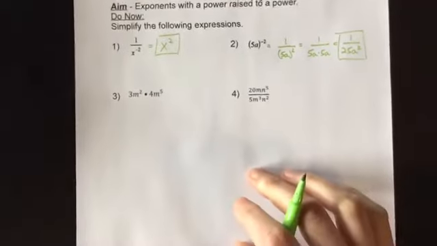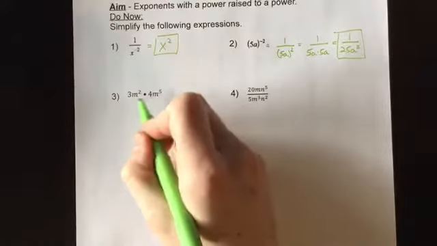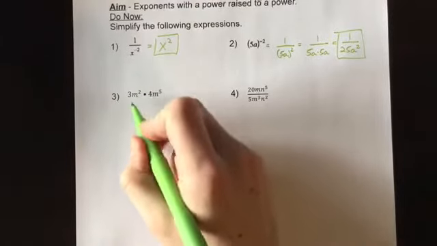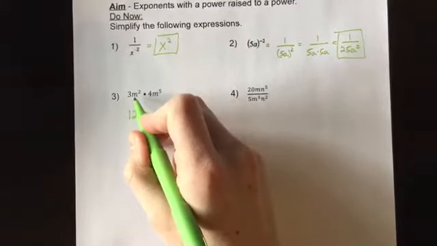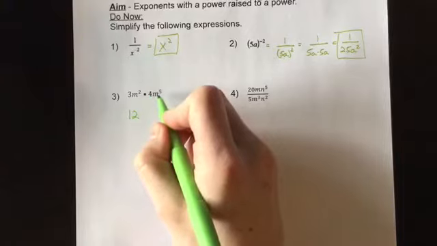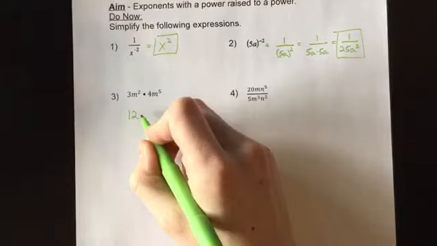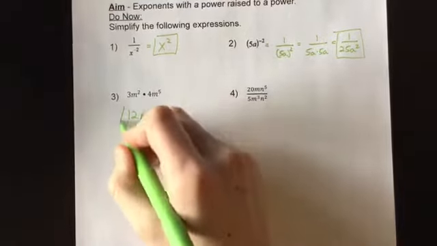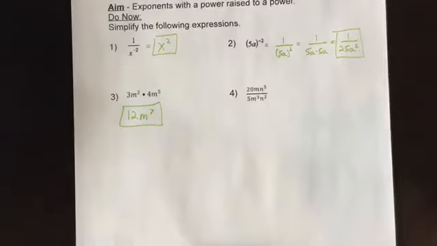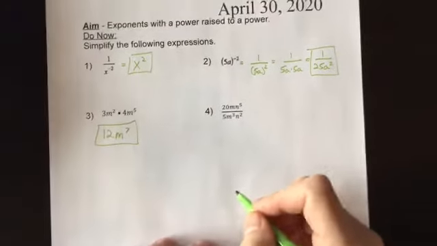Okay. Number 3, right? 3m squared times 4m squared. 3 times 4 is 12. 2 m's being multiplied, and then another 5 m's being multiplied. That's going to be 7 m's being multiplied. 12m to the 7th.